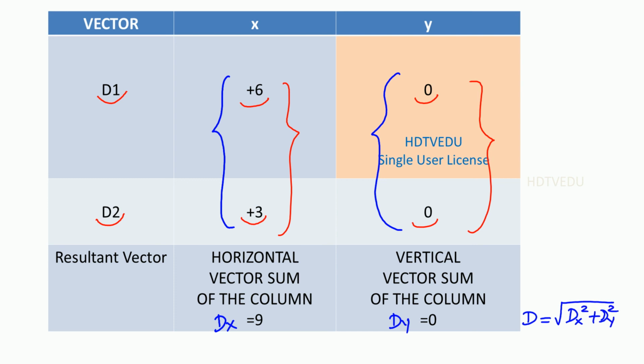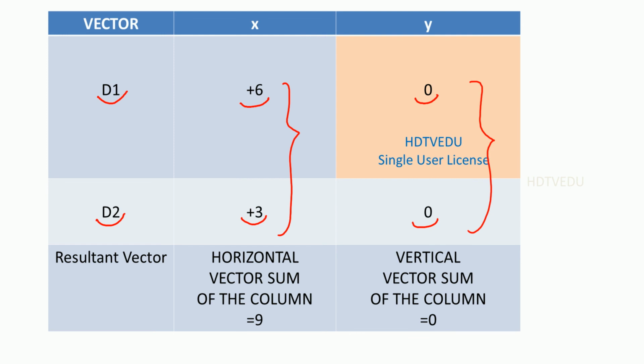Many textbooks use resultant or net. It doesn't matter. It's really up to you as long as you understand. Once you have the horizontal sum and the vertical sum, you know the horizontal and vertical components of the resultant vector. From that you can find the angle and all that.